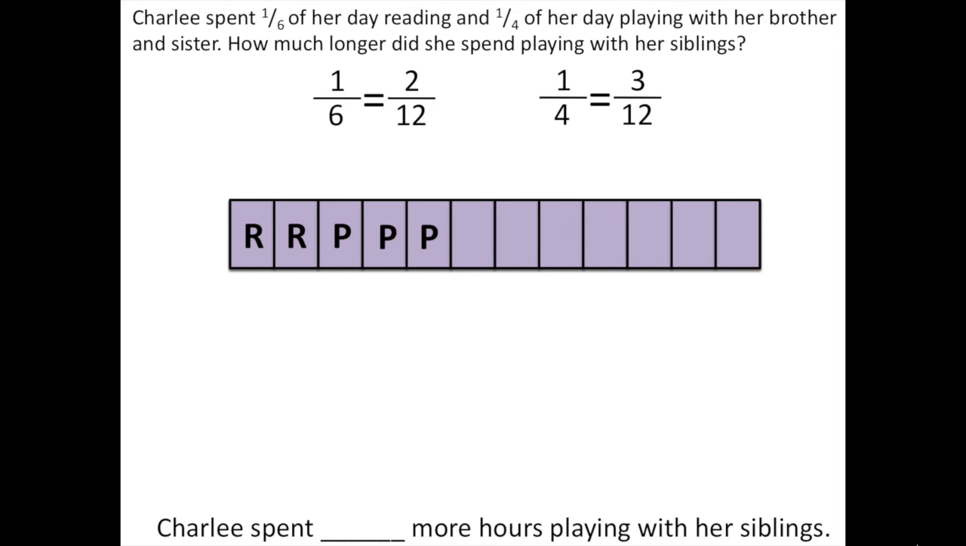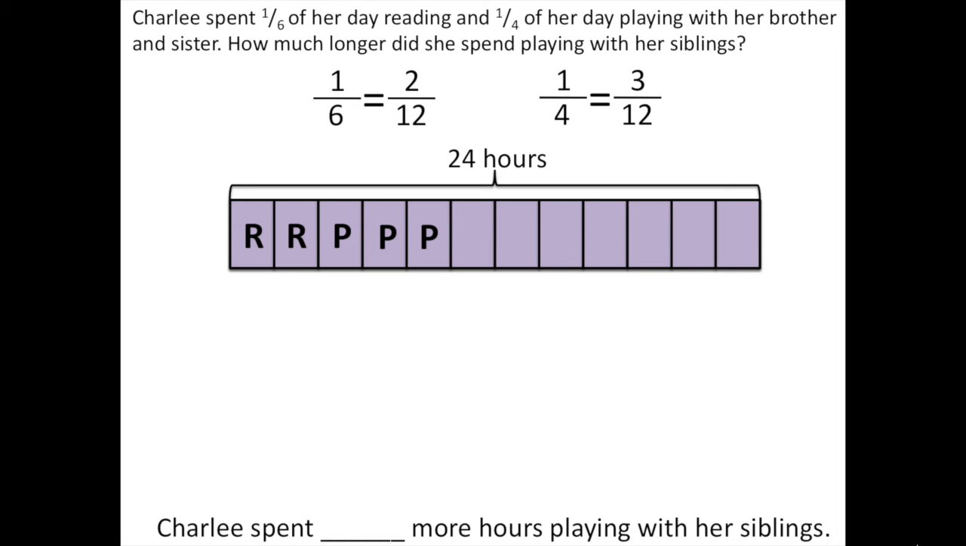I then can label my whole. I know that I'm finding 1/6 of her day and 1/4 of her day. A day is 24 hours, so I can label the entire bar 24 hours. Now I'm going to separate this into a comparison problem so that we can see where we're going to put our question mark. Some of you might see it right away, and that's fantastic, but I can separate it into a comparison and it will be a little bit more clear.